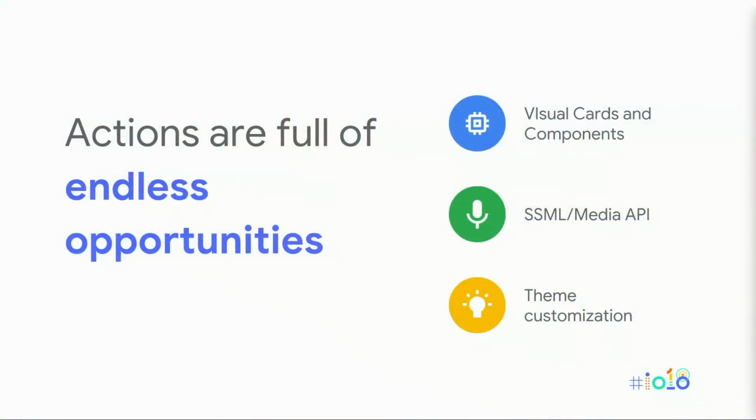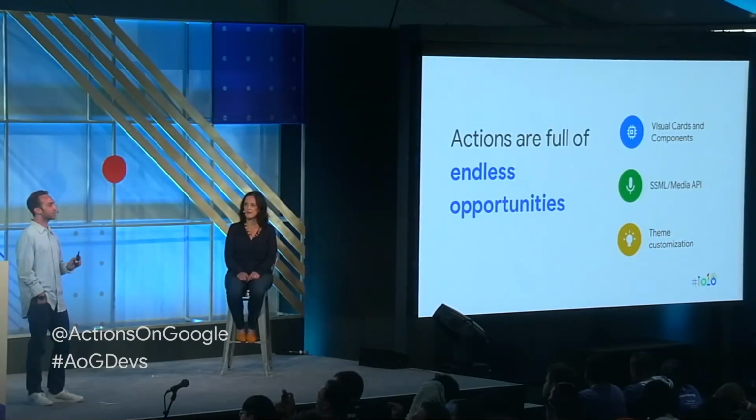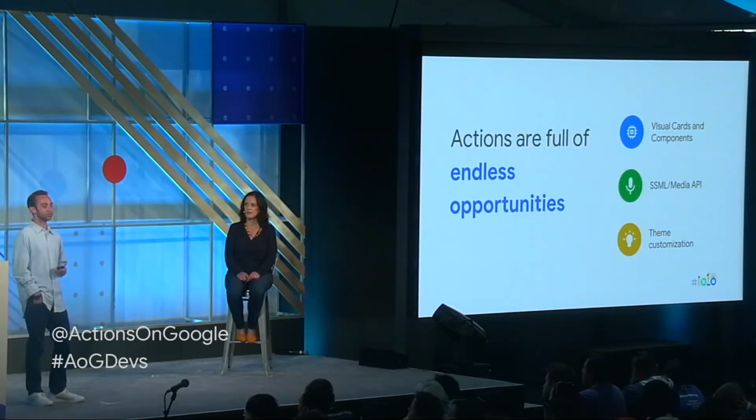To start, actions are full of endless opportunities. You can use our vast array of cards to display substantial on-screen information in the form of text, hyperlinks, and images for your content. You can also leverage speech synthesis markup language, or SSML, to make your responses even more lifelike. Then, play around with our brand theme customizations to control your content's visual appearance, especially in some of our beautiful new smart displays.